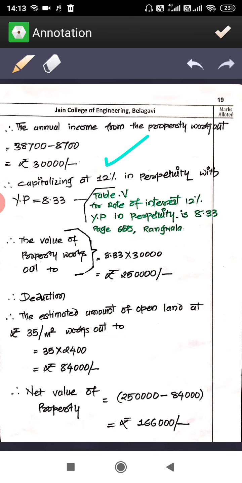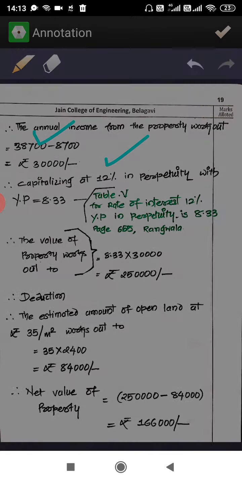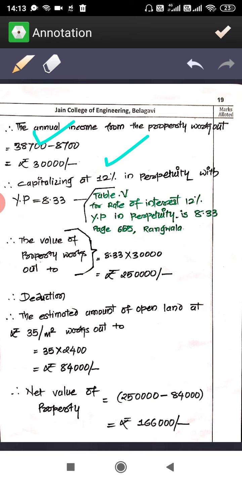I'll be having this 8.33, that is 25, right? 2,50,000 will be there. How have I got that? See, this 8.33 you are supposed to get from table number 5. And how have you got this 30,000? I have got it here. Now here you can see that 38,700 will be the amount, right?